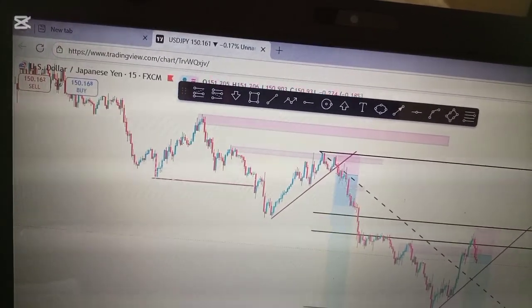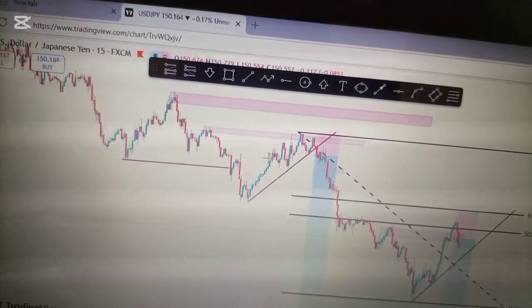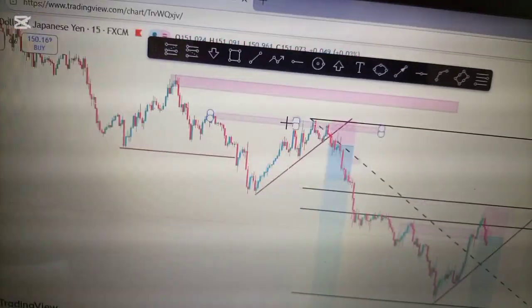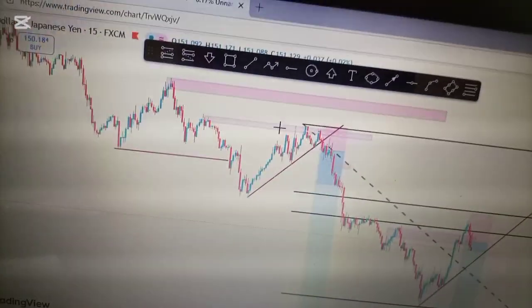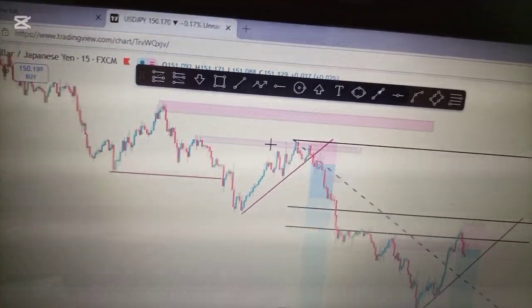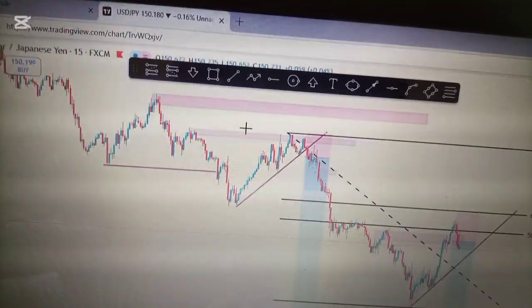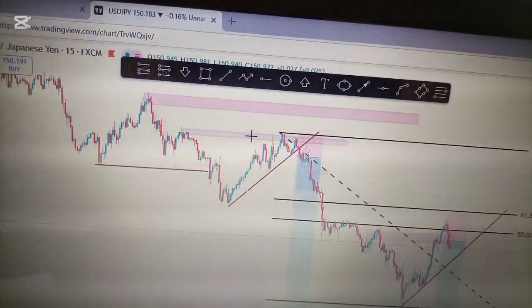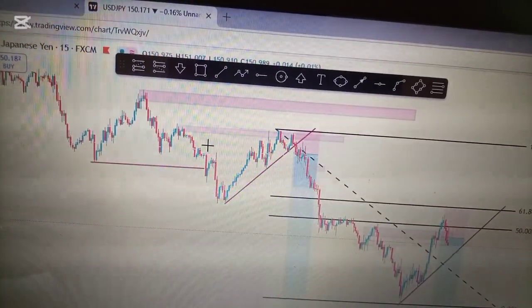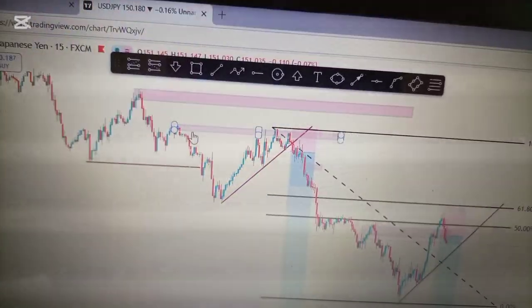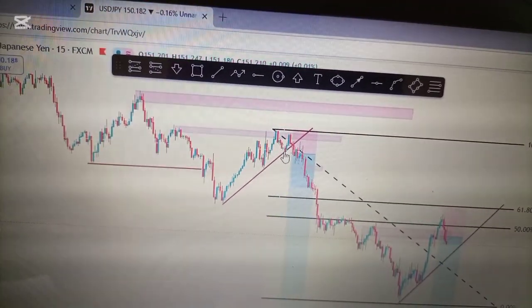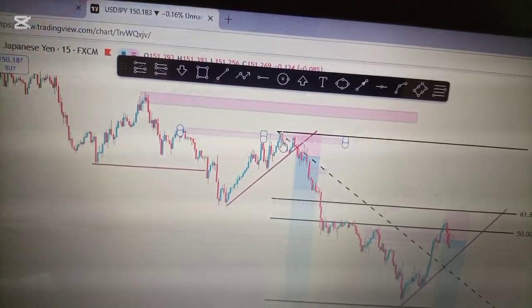And then we have price break of structure, and then price came to my supply zone, right? Now, for you, it can be a trend line, it can be a support resistance, whichever zone you are looking at, right? But I'm looking at this zone as my supply zone. And then price came to this zone. All right, what did you see, guys?